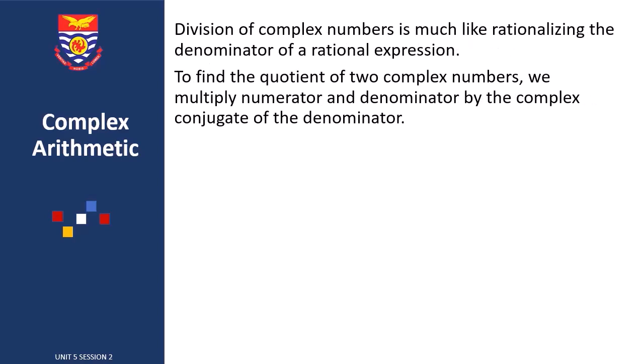Division of complex numbers. Division of complex numbers is much like rationalizing the denominator of a rational expression. So here we have division of complex numbers. You should find the quotient. All that I have to do is multiply the numerator and denominator by the complex conjugate of the denominator, and that gives you the simplest solution.